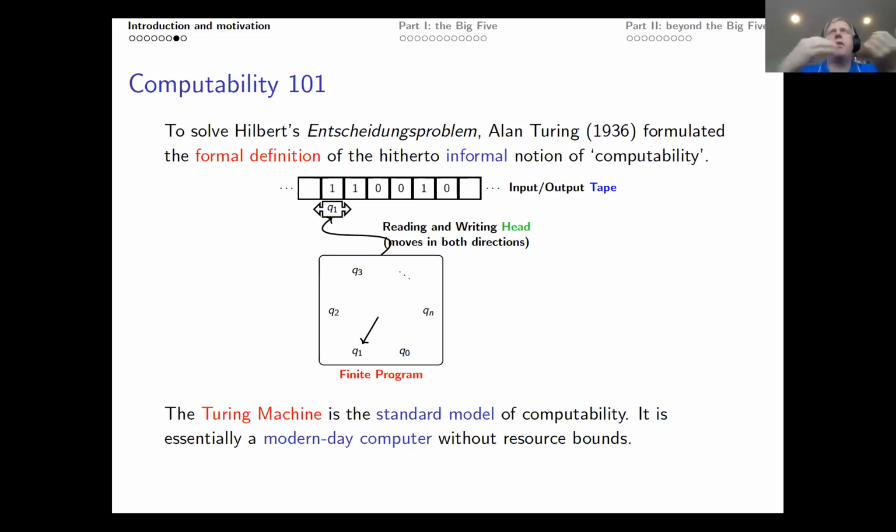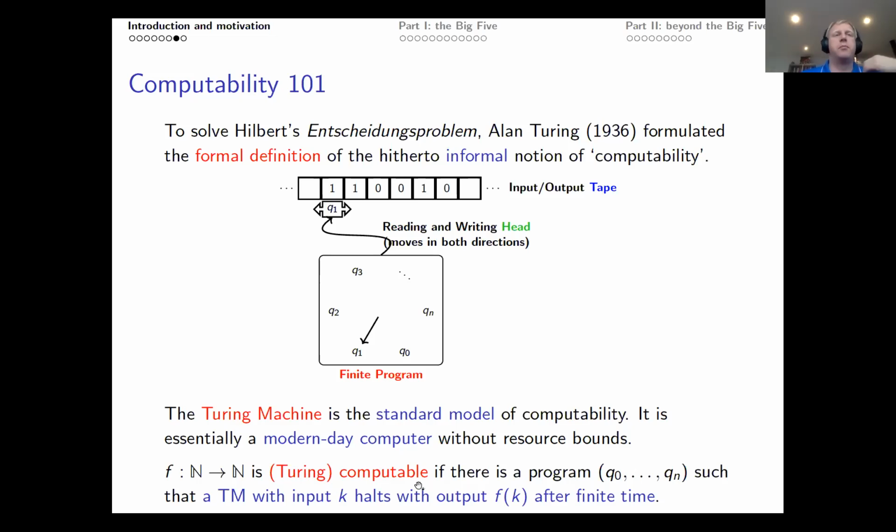Other formalizations of computability turned out to be equivalent, but they weren't so intuitive. I'm thinking about the lambda calculus. So Alan Turing was successful. He formalized computability. And a function from numbers to numbers is then computable if there's a program that computes, for every k, f(k). So we put k on the tape here somehow, and then the program runs and outputs f(k) after finite time, as you would program on your computer.